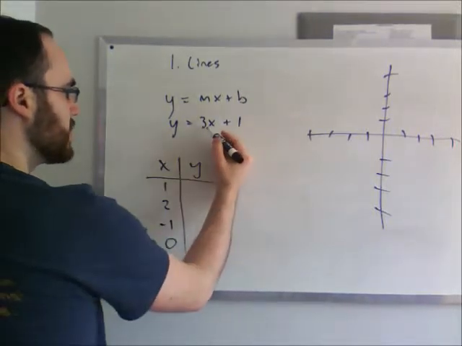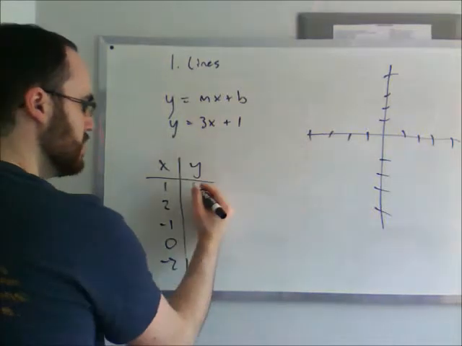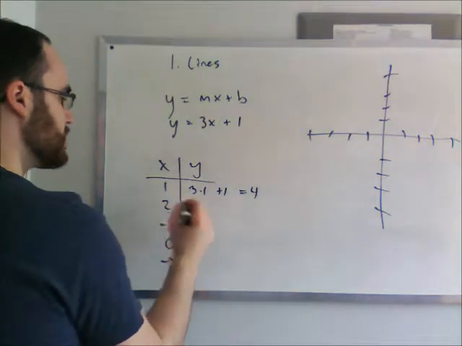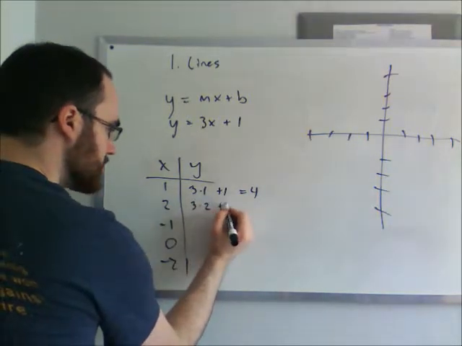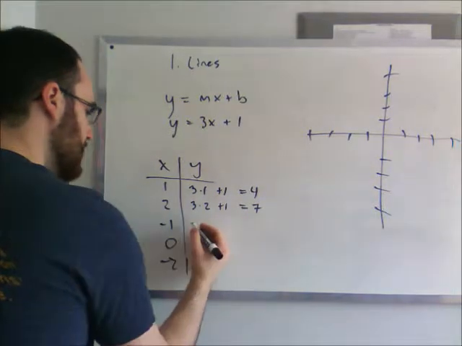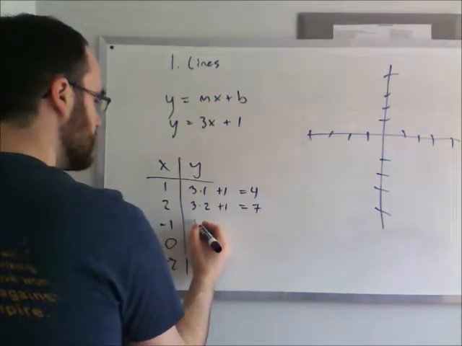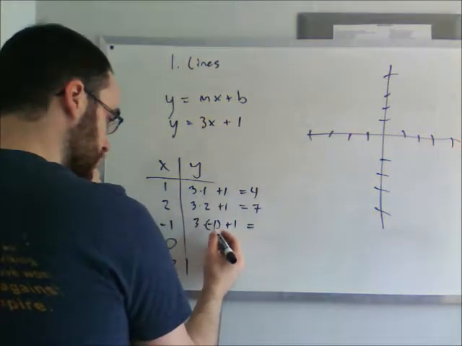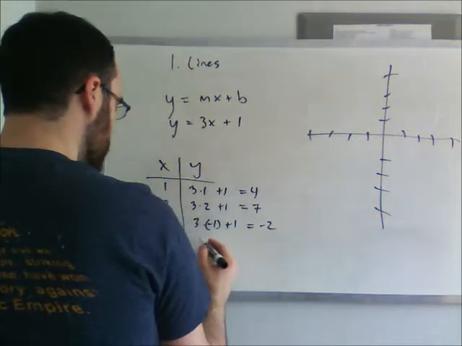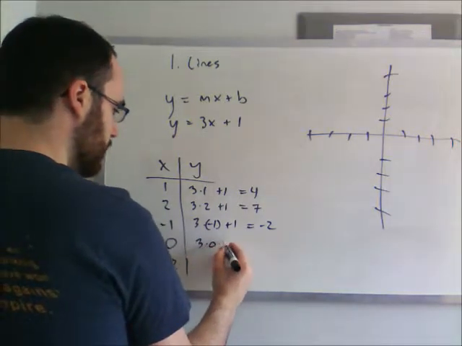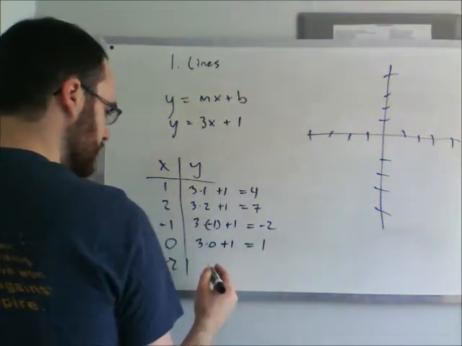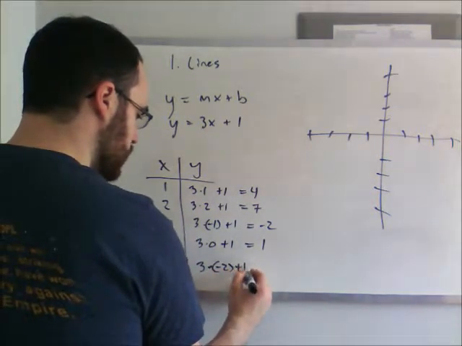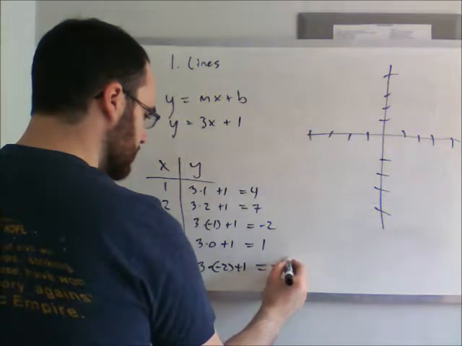So we plug in 1, we get y equals 3 times 1 plus 1, which equals 4. If we plug in 2, we get 3 times 2 plus 1, which equals 7. If we plug in -1, we get 3 times -1 plus 1, which is -3 plus 1, which is -2. Plug in 0, we get 3 times 0 plus 1, which is just 1. Plug in -2, we get 3 times -2 plus 1, which is equal to -5.